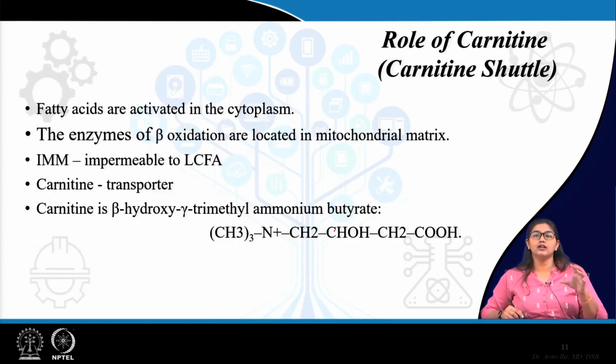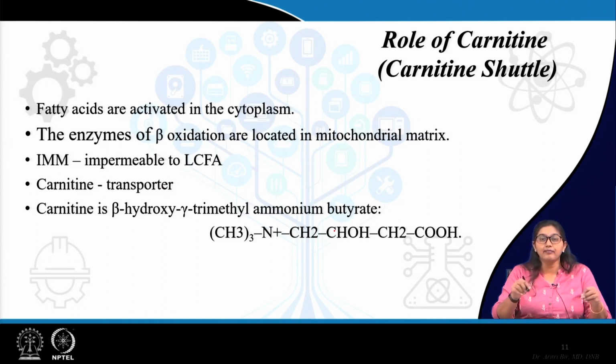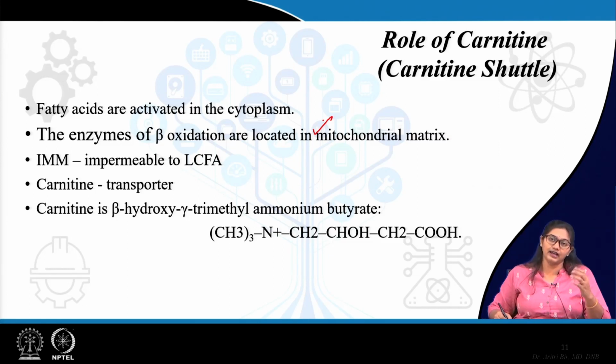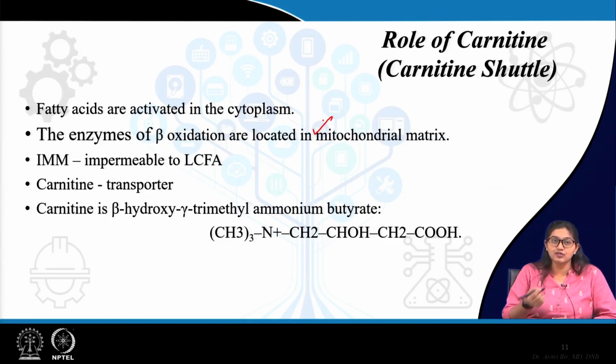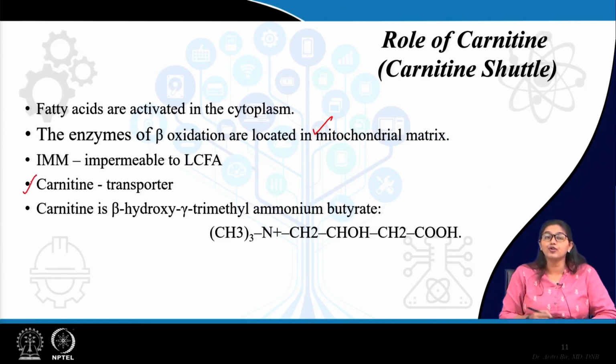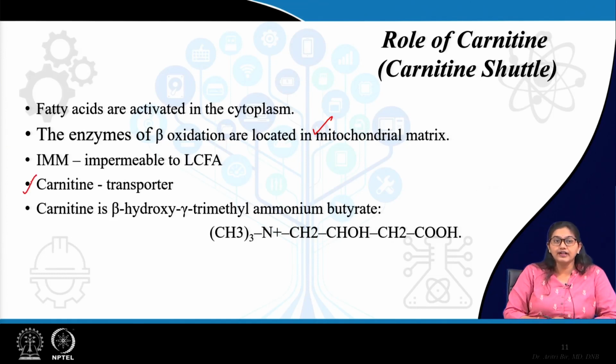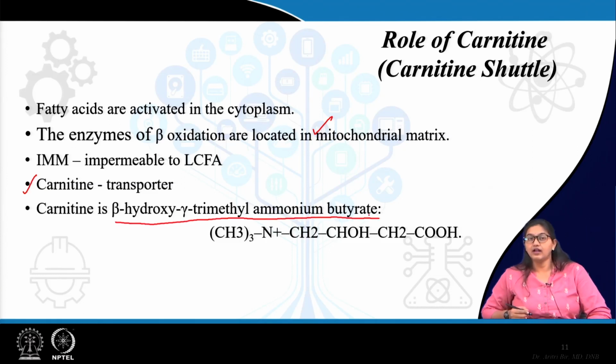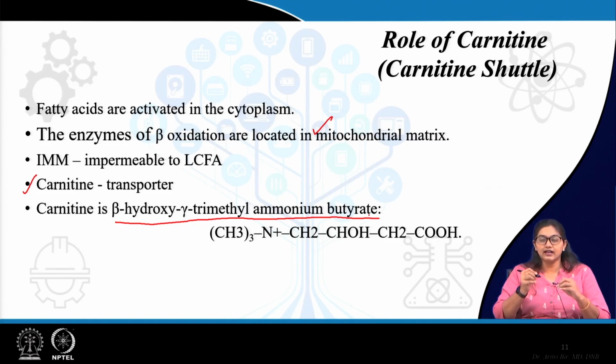Now, after activation, main beta oxidation occurs and the main beta oxidation related enzymes are located inside the mitochondrial matrix. But remember, activation has occurred outside the mitochondria, in the cytosol. Now, what will happen, because fatty acids are not freely permeable to the mitochondrial membrane. So, definitely what we need is a transporter, which is based on the molecule carnitine. Carnitine is beta hydroxy gamma trimethyl ammonium butyrate. Now, carnitine here is acting as a transporter for long chain fatty acids.